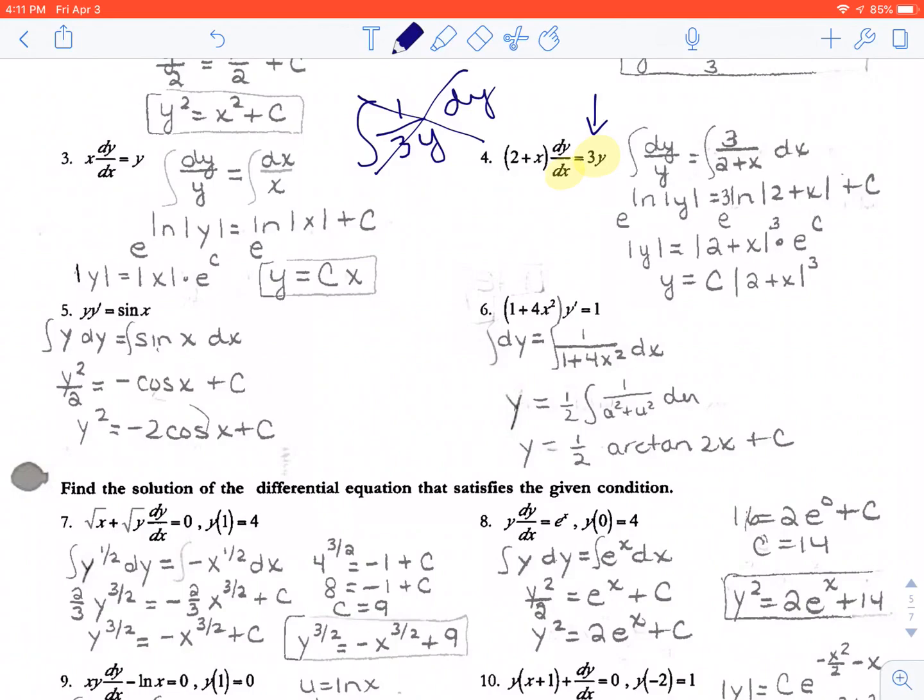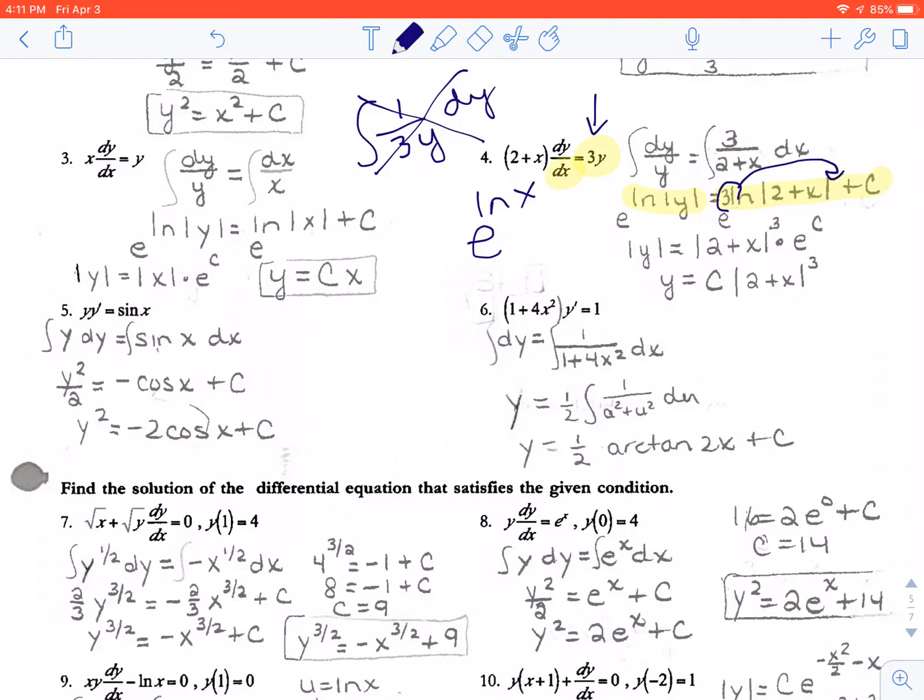So once I've done that, now I can integrate both sides. Okay, this one will be 3 ln absolute value of 2 plus x plus c. Now again, the e and the ln have to be right next to each other before I can use a property. So this 3 is going to become the exponent, and then I can exponentiate.